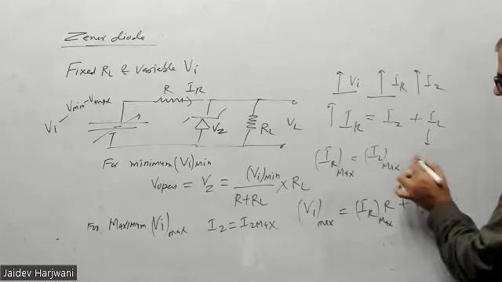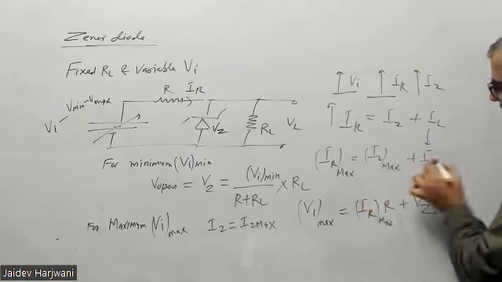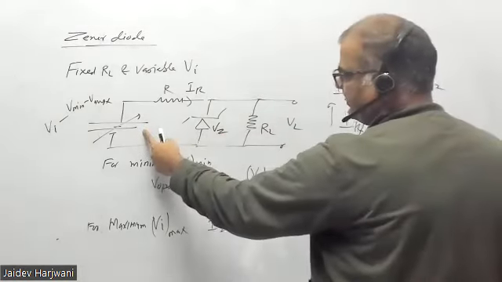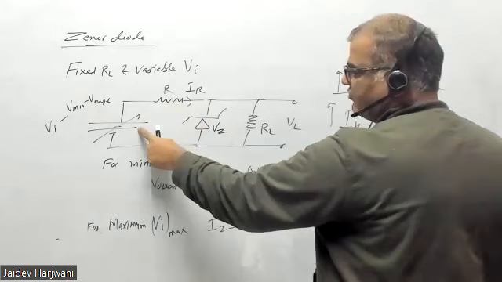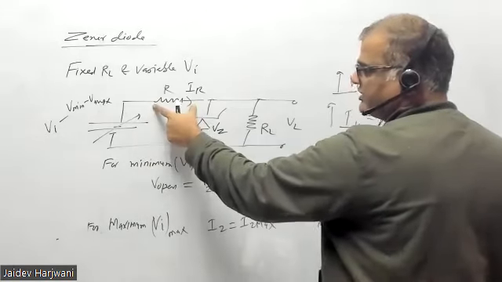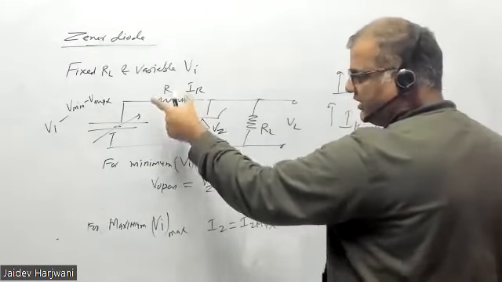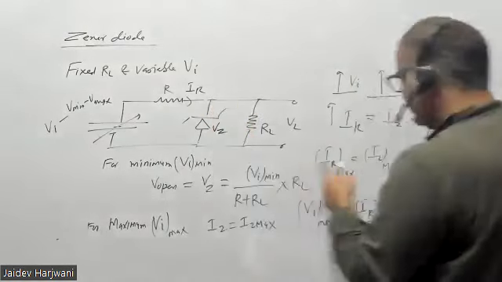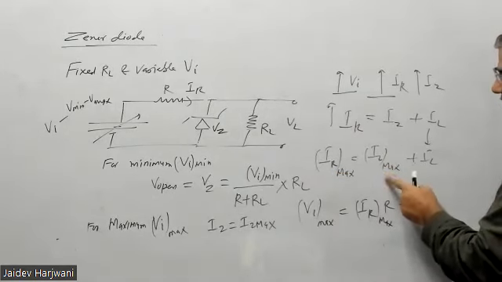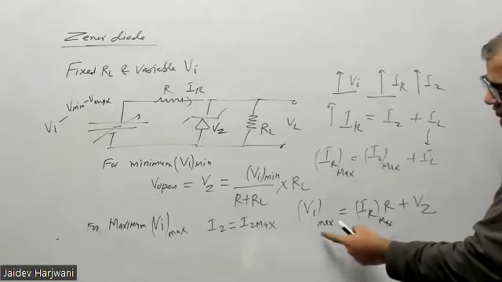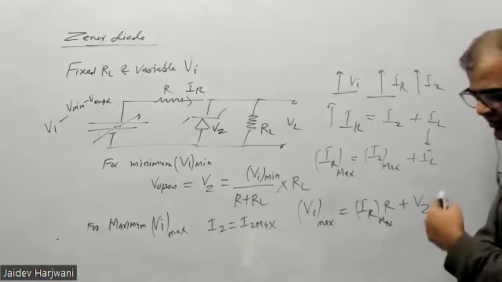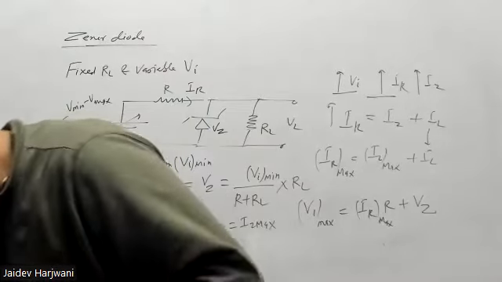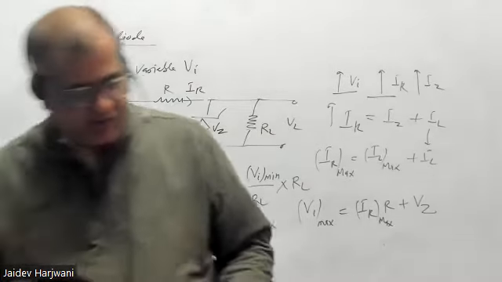And this IL is fixed. Everything will be decided by these two currents. If you are increasing this voltage, this voltage is fixed. Here voltage is increasing, so here current is increasing. This current is fixed, this current is increasing, so you have to take that current. So IZ max should be given for calculating VI max. Using this formula, you can find the minimum and maximum limit. Tell me if there is any doubt in this.